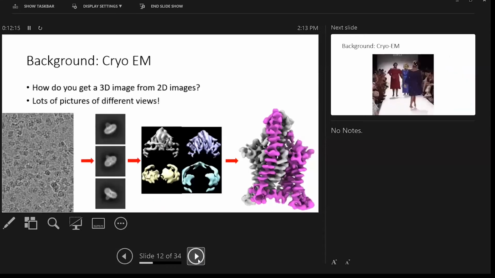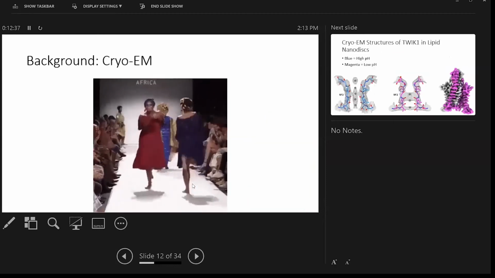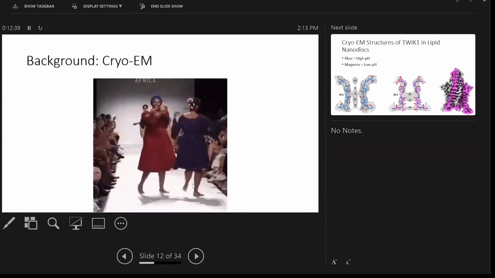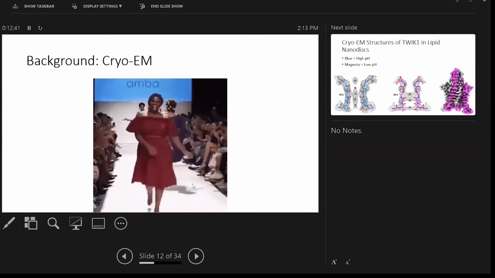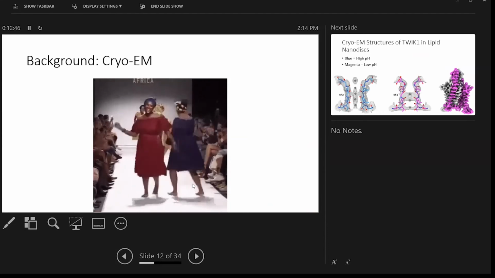Okay, so essentially what you are going to do is separate out all these 3-dimensional views that have your channel from all of the 3-dimensional views that don't. I like to think of this as taking a bunch of pictures and making a sculpture from it. The way that I like to think of cryo-EM is imagine that you're a fashion model doing a catwalk on the runway, and people are taking pictures of you at every single angle, and you take all those pictures and you make a 3-dimensional sculpture.